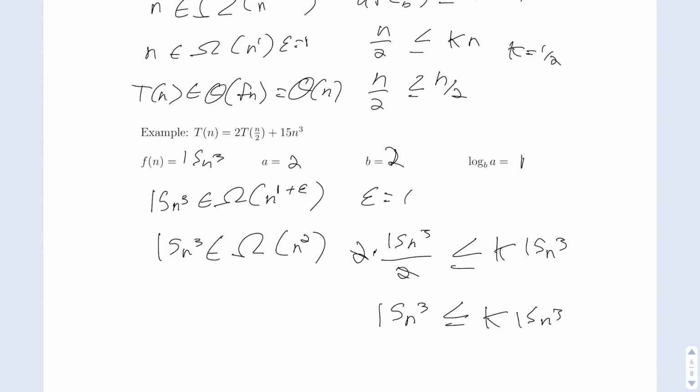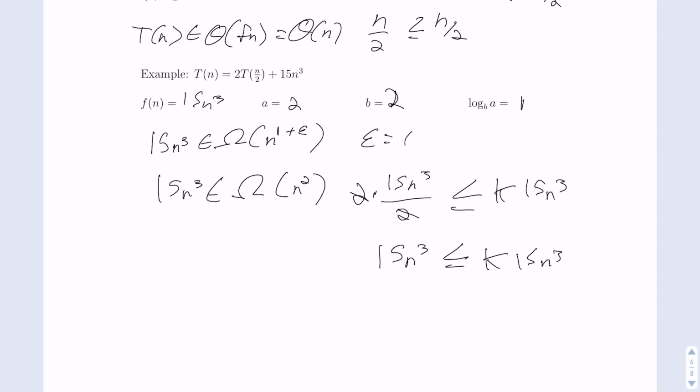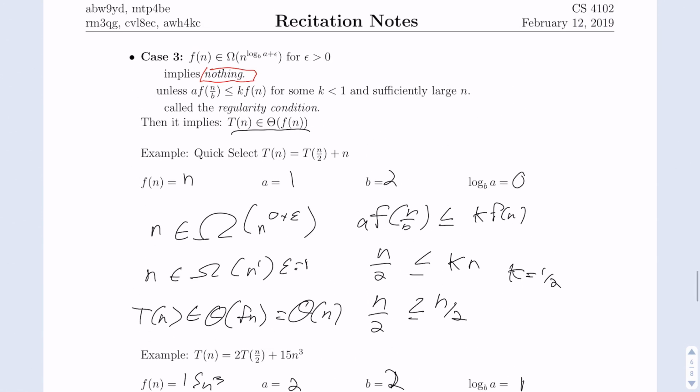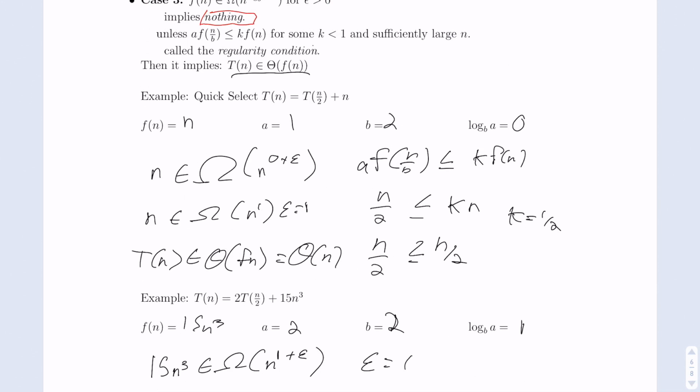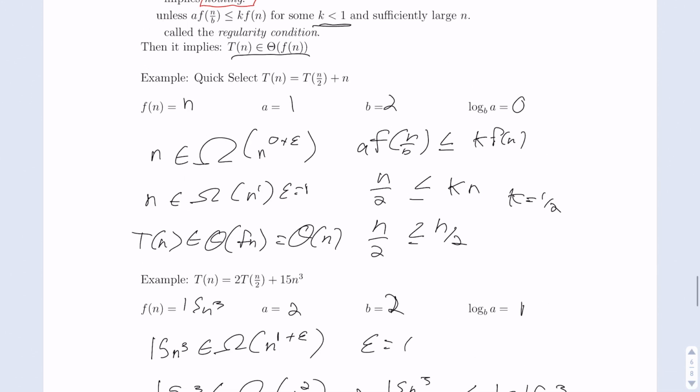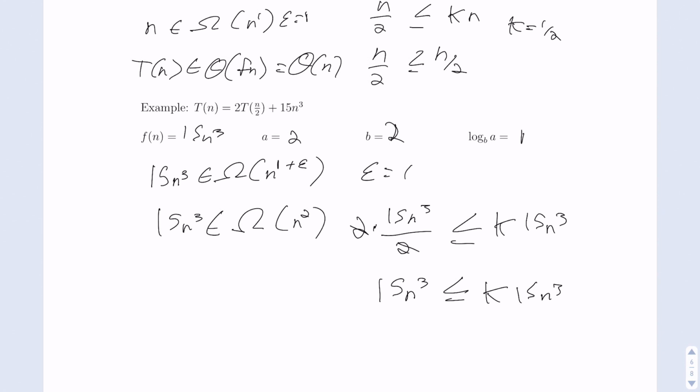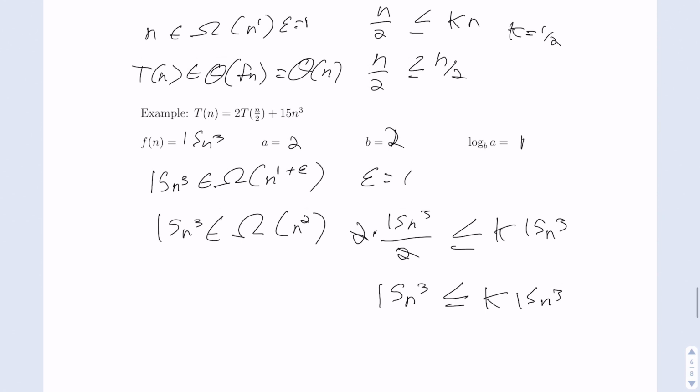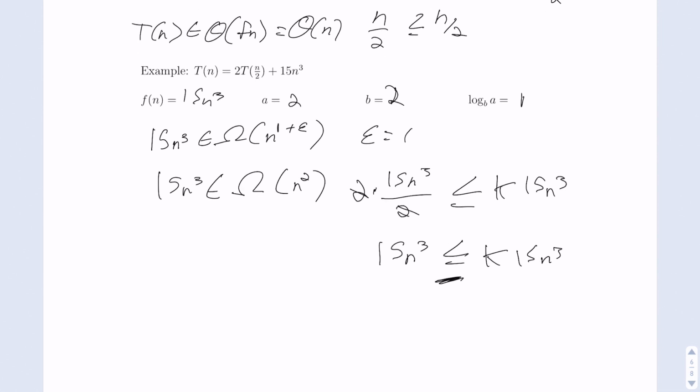So what's going to happen here now? Remember, our k up here is specified to be less than 1, right? So if I pick any value for k less than 1, this inequality will not hold, right? That means in this question, the regularity condition is not satisfied. Right?